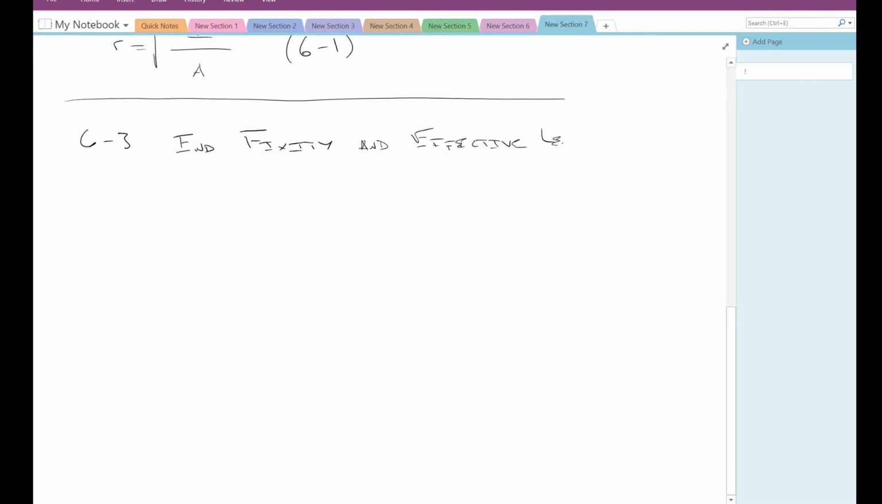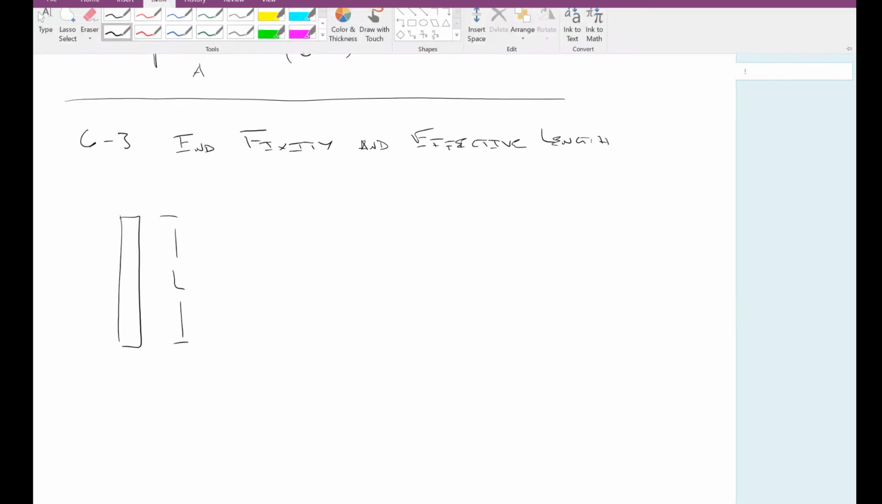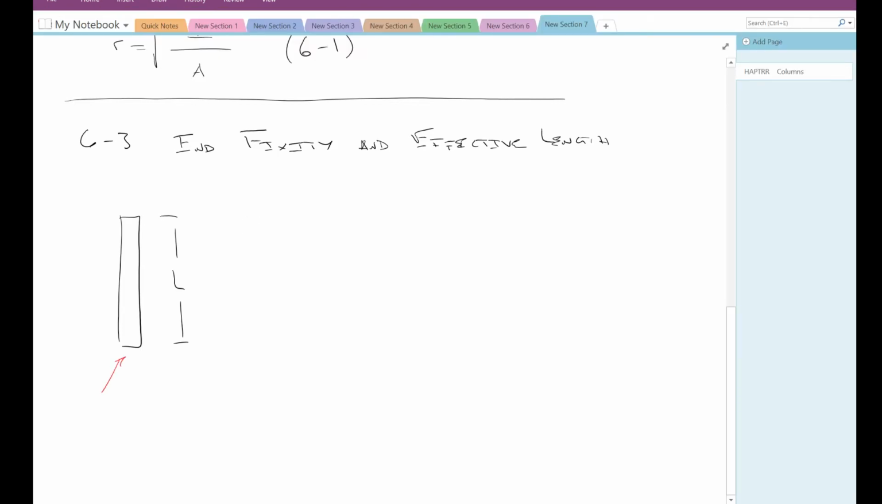The concept behind this is that if we have a column like this, with length L, depending on the different conditions at the ends, we can have different effective lengths, which we will be able to calculate based on theoretical and practical values that have been established.